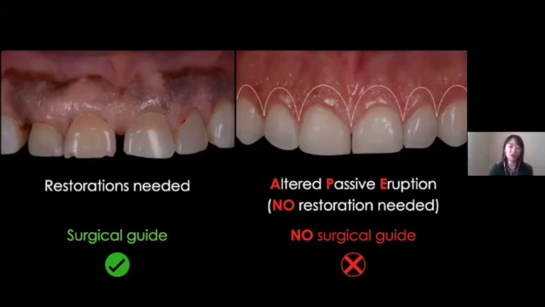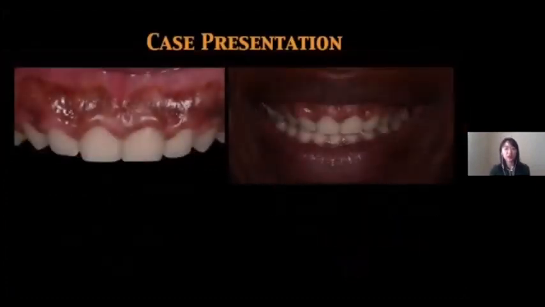Here's the thing I really want to make clear, because a lot of people think that every aesthetic crown lengthening case will need a surgical guide, which is not true. If it's an altered passive eruption case, you don't need a surgical guide. So here's a case presentation of altered passive eruption.